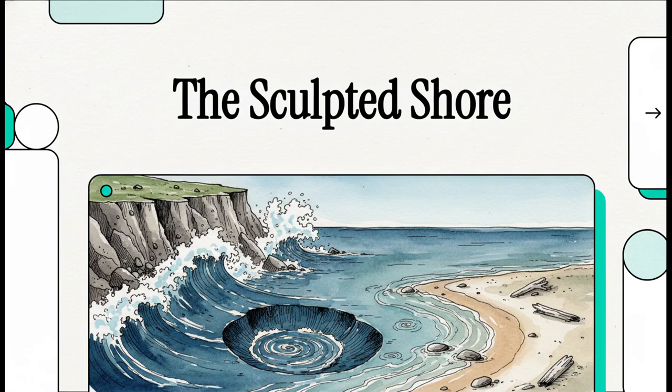Let's imagine an artist, one that works for thousands, even millions of years. And its tools? Nothing but water and wind. Well, that artist is the ocean, and its canvas is the very edge of our world, the coastline.